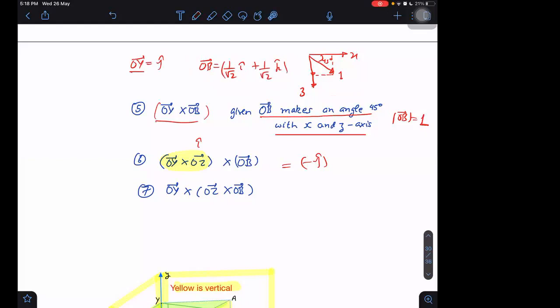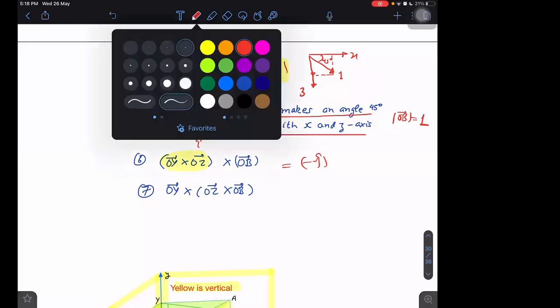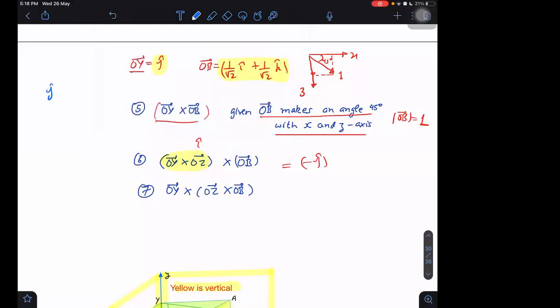This helps me. If I am able to write it in component form, then the best thing is we don't even have to visualize. Now we just have to do it algebraically. We have to write J cross 1 by root 2 I plus 1 by root 2 K, and this is the cross product. First I take 1 by root 2 common, then I can take J cross I. What is J cross I? Minus K.